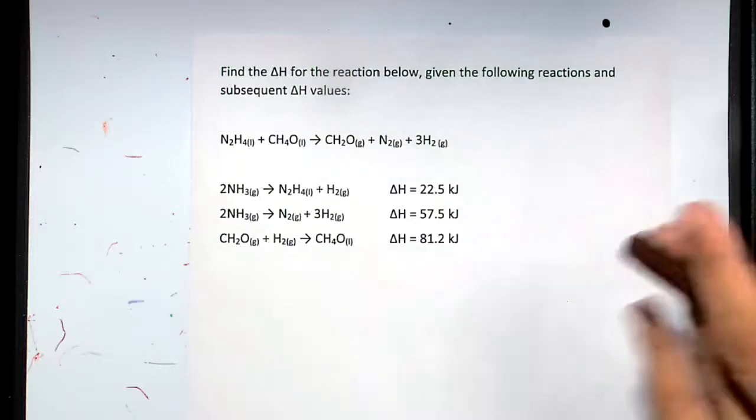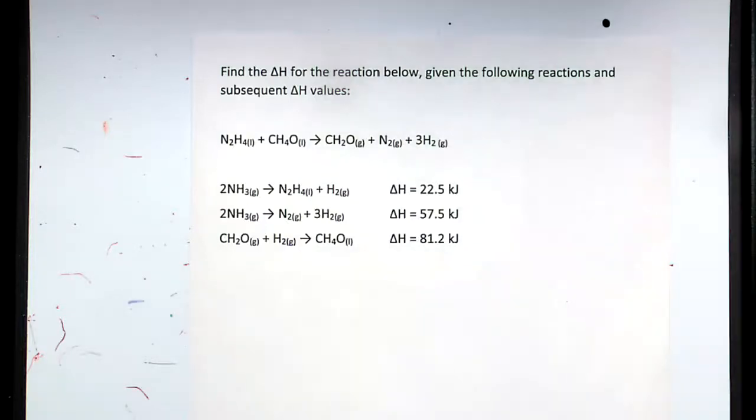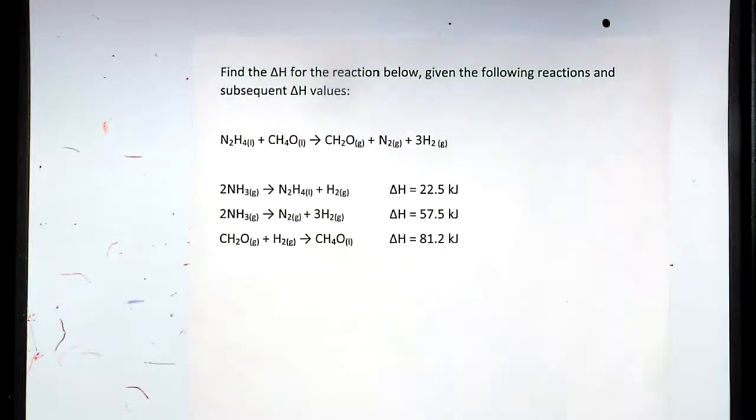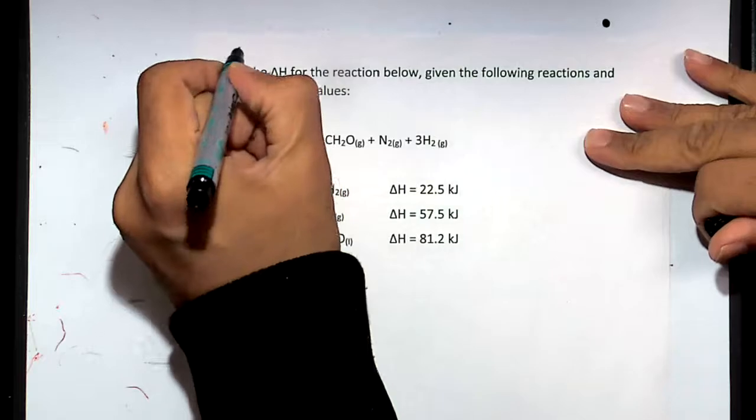All right. As part of your exam, there will be a problem with Hess's Law. So this is what Hess's Law is all about.